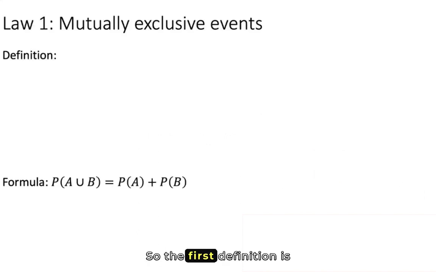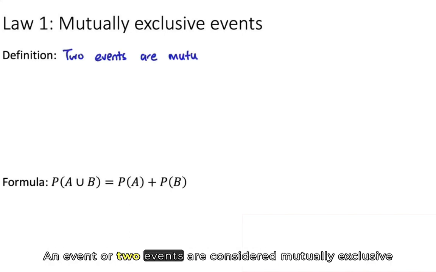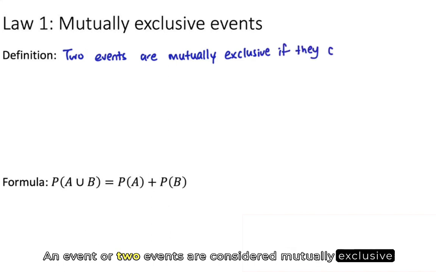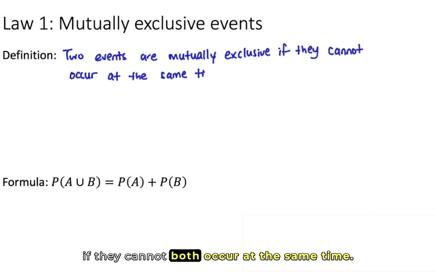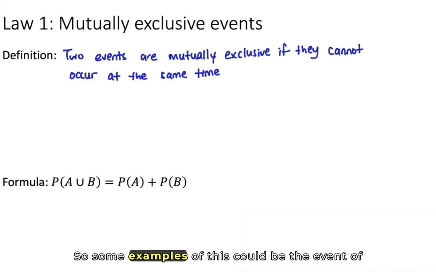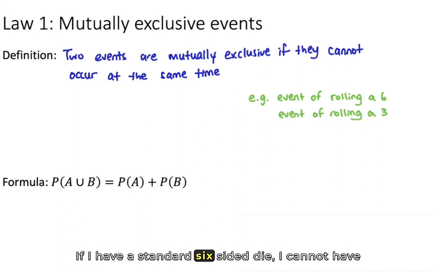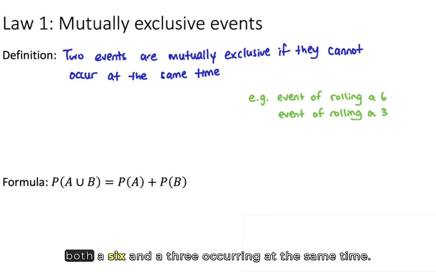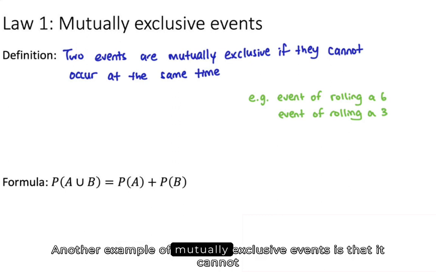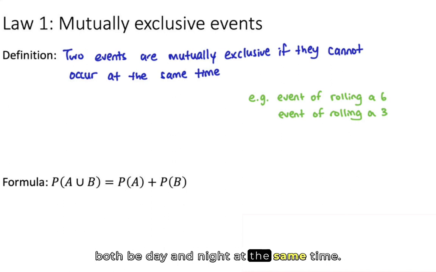So, the first definition is for mutually exclusive events. An event or two events are considered mutually exclusive if they cannot both occur at the same time. So some examples of this could be the event of rolling a 6 with the event of rolling a 3. If I have a standard 6-sided die, I cannot have both a 6 and a 3 occurring at the same time. Another example of mutually exclusive events is that it cannot both be day and night at the same time. It's either daytime or it's nighttime.